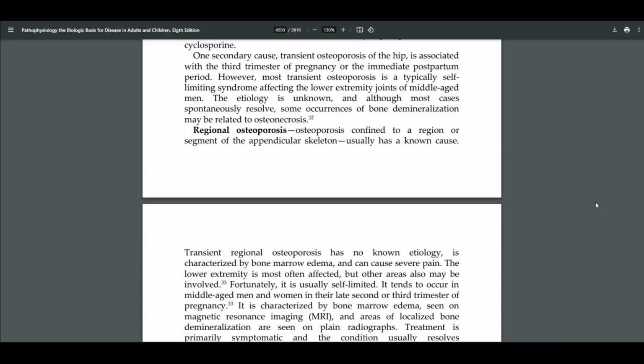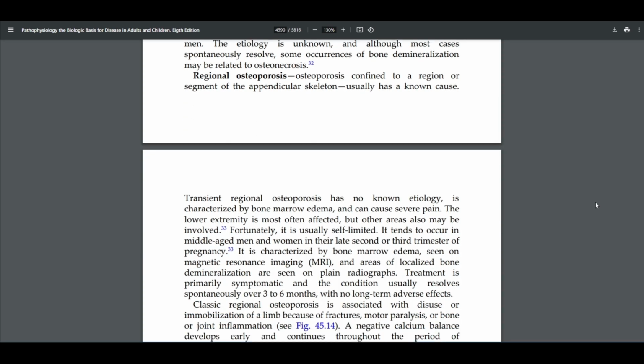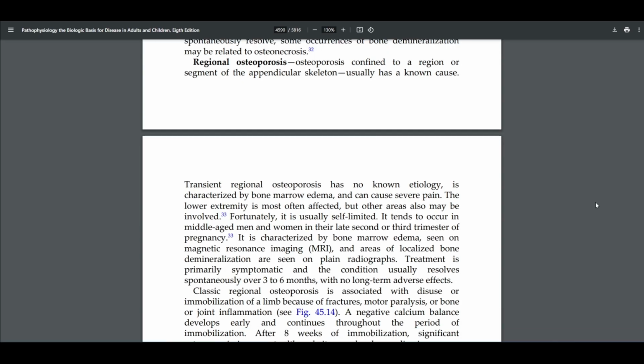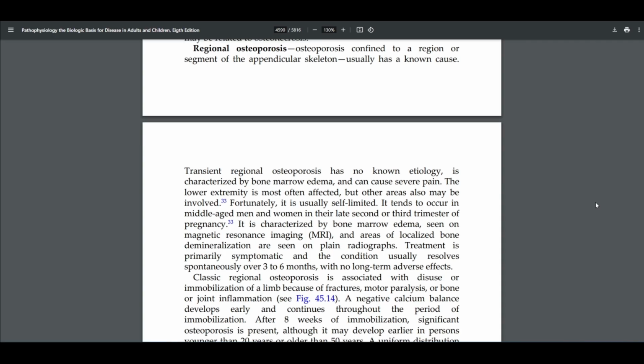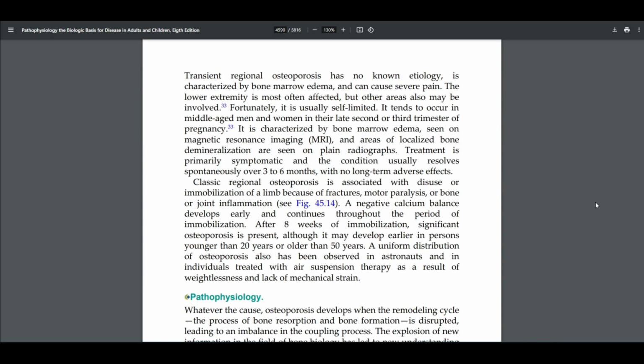Regional osteoporosis. Osteoporosis confined to a region or segment of the appendicular skeleton usually has a known cause. Transient regional osteoporosis has no known etiology, is characterized by bone marrow edema, and causes severe pain. The lower extremity is most often affected, but other areas also may be involved. Fortunately, it is usually self-limited. It tends to occur in middle-aged men and women in their late second or third trimester of pregnancy.